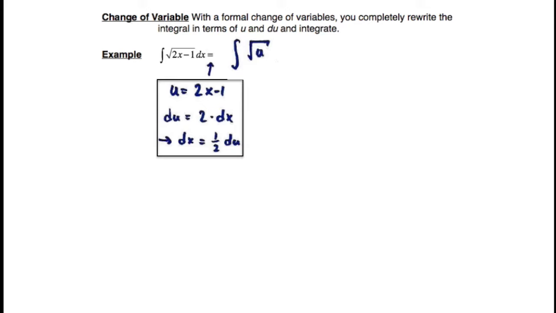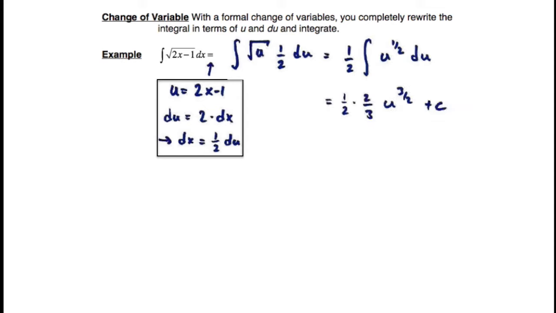So I'm going to change that. Instead of dx, I have 1 over 2 du. Now it's easy to integrate. And after simplifying, I can plug in x again, and I get 1 over 3 times 2x minus 1 to the power of 3 over 2 plus c.